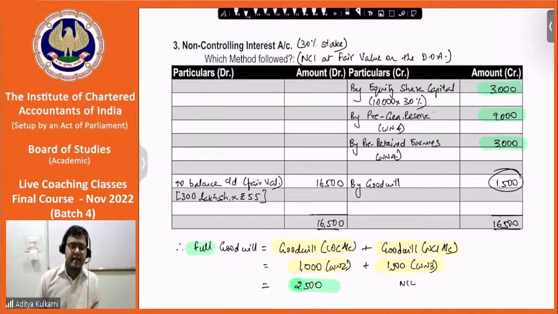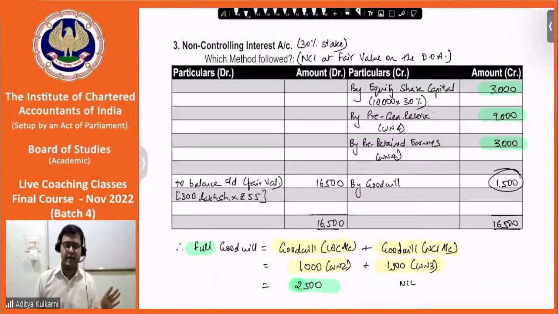The only implication is, if you record at fair value, we call it full goodwill. If you record it at proportionate net assets, we treat it as partial goodwill. This will have implications when we do impairment of goodwill. When goodwill is impaired, who will bear the impairment loss? If it is partial goodwill, then because the goodwill is attributable only to the parent, the impairment of such goodwill would be allocated only to the parent.